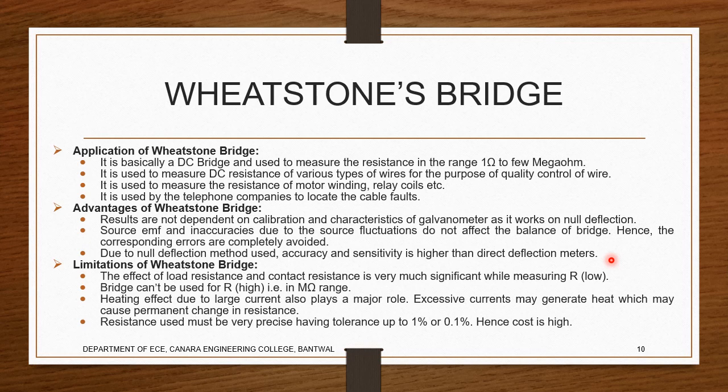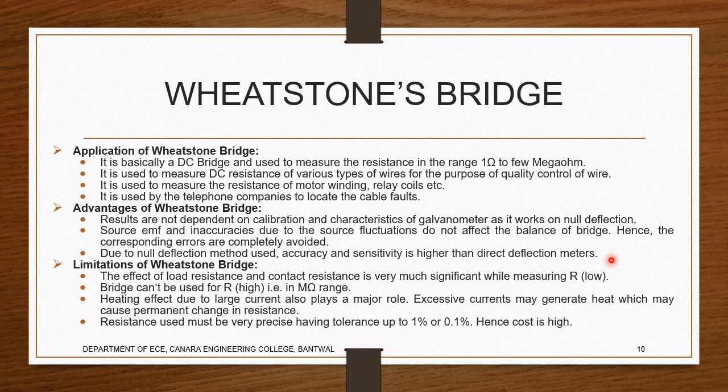Some limitations of the Wheatstone bridge. The effect of load resistance and contact resistance is very significant while measuring R. If you have a slight variation, or the contact resistances are very different, there might be significant errors, not accuracy. Also, this bridge cannot be used for high resistance. That is one disadvantage here: not normal resistance, but very high resistance that we need to find. At that time we cannot use this one.